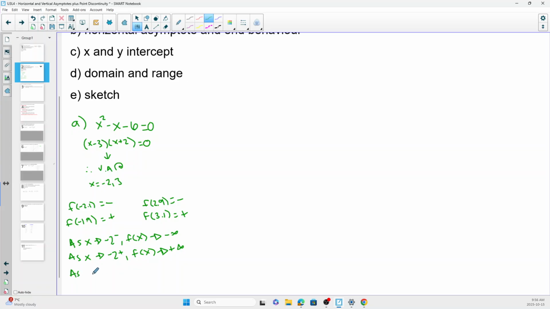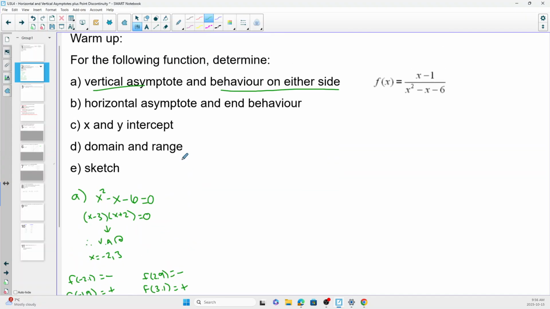And also, as x approaches positive 3 from the left, f at x is approaching negative infinity, and as x approaches positive 3 from the right, f at x is approaching positive infinity. Okay, so we're going to need that when it comes time to do our sketch. And so far, all we've done is A. We've identified the location of vertical asymptotes and the behavior on either side.